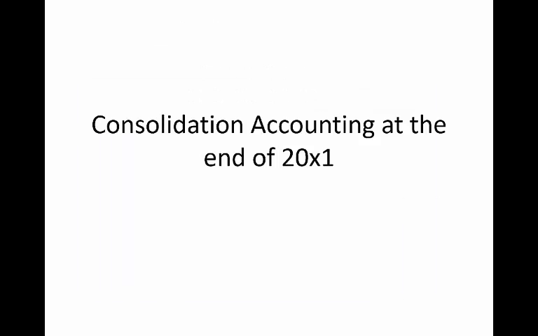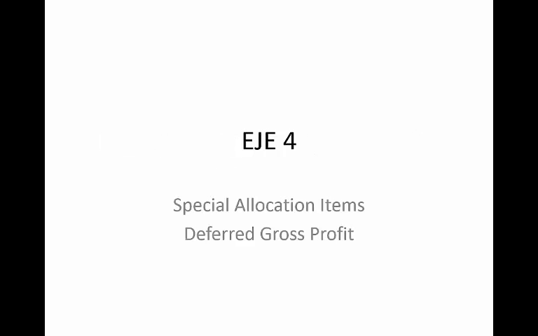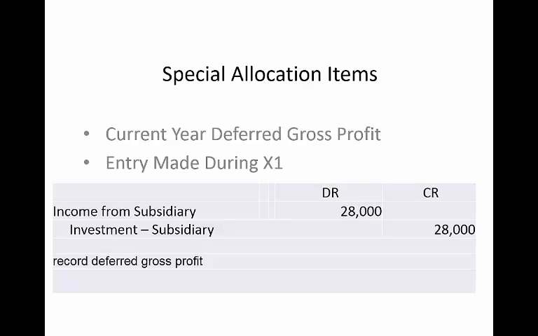Let's do the consolidation for X1. We'll pick up with EJE number 4, the special allocation or the deferred gross profit. And we ask ourselves, just like we did in the downstream transactions, what did we do during the year? This is the entry we just made, so we must reverse this out.